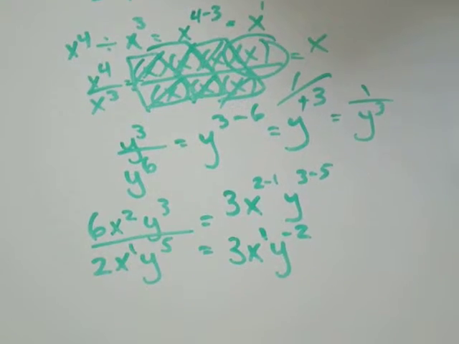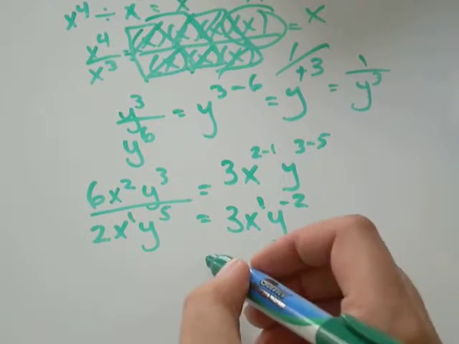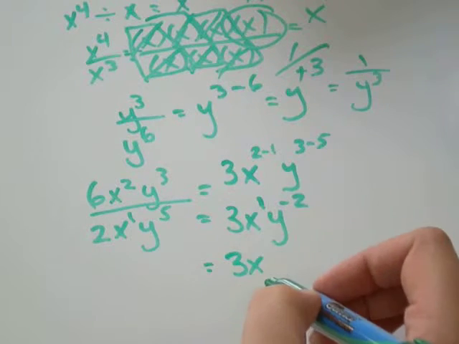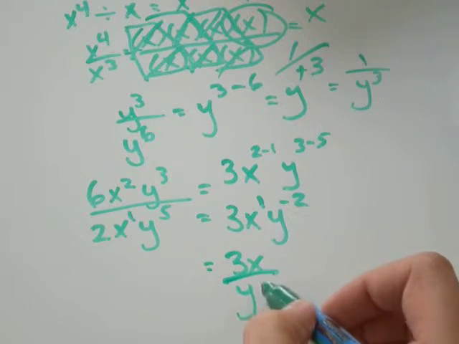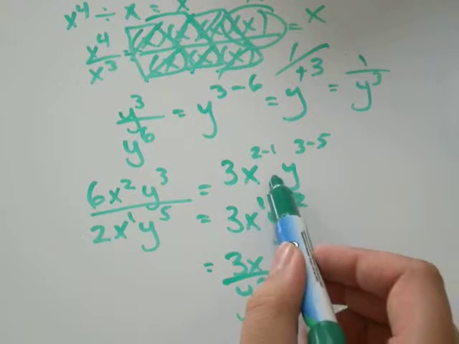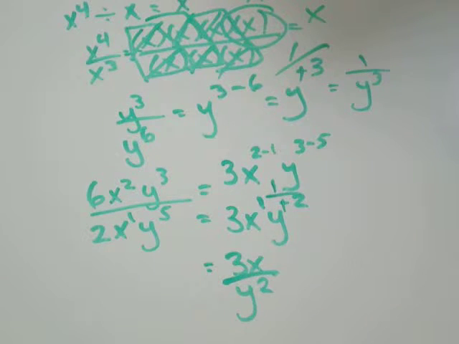You never want to leave your answer with a negative exponent in it. So this would be 3x, and 3x is the same as 3x to the power of 1, over y squared. Negative exponent, just make it positive and say it's 1 over whatever it is.